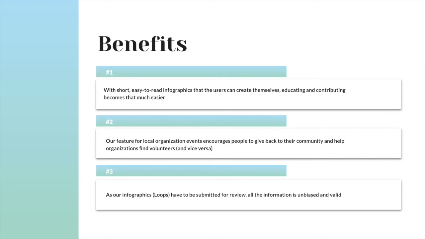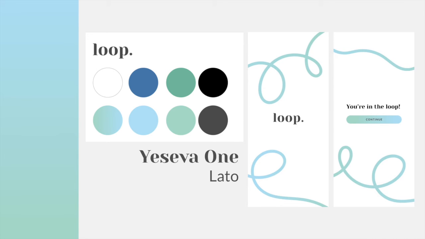The benefits. With short, easy-to-read infographics that the users can create themselves, educating and contributing becomes that much easier. Our feature for local organization events encourages people to give back to the community and help organizations find volunteers, and vice versa. Lastly, our infographics, which we call Loops, have to be submitted for review, and all the information is unbiased and valid.